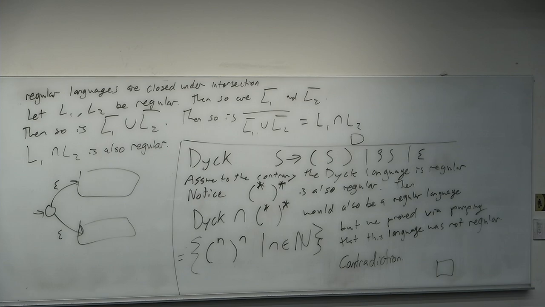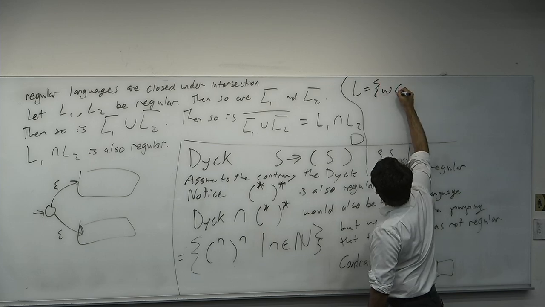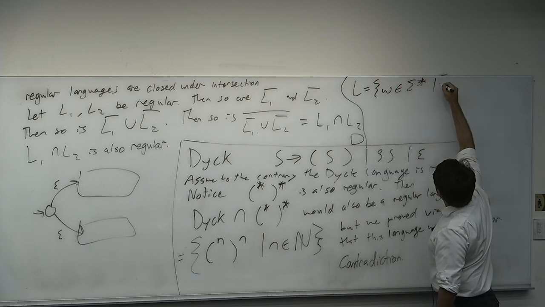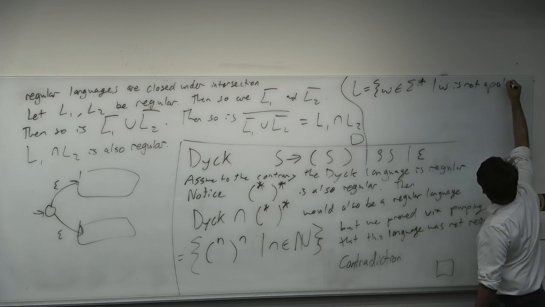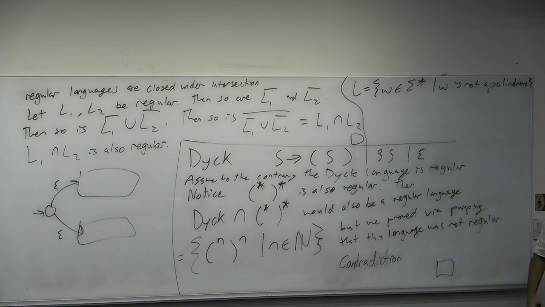I won't even write down the proof. Consider the language L consisting of words such that W is not a palindrome. All strings that are not palindromes. Why is this language not regular? You need memory to know if something is a palindrome. That is intuition, but give me a proof why it's not regular. Convince anyone, why is the set of strings that are not palindromes also not regular?